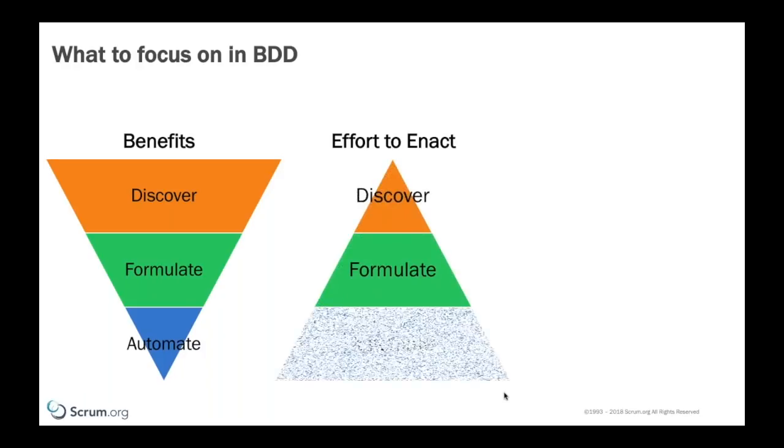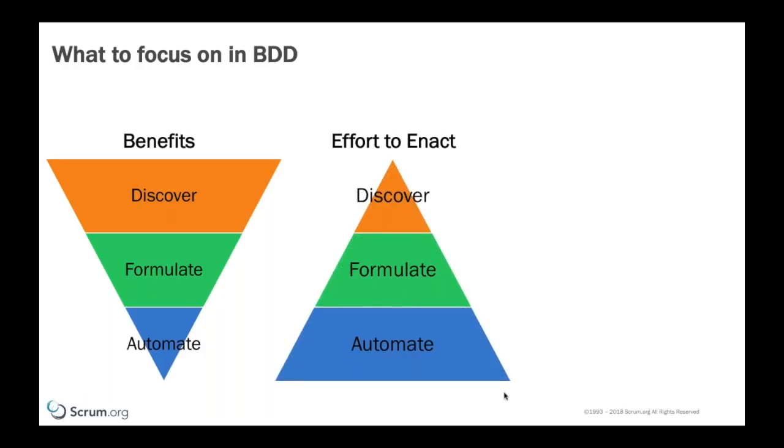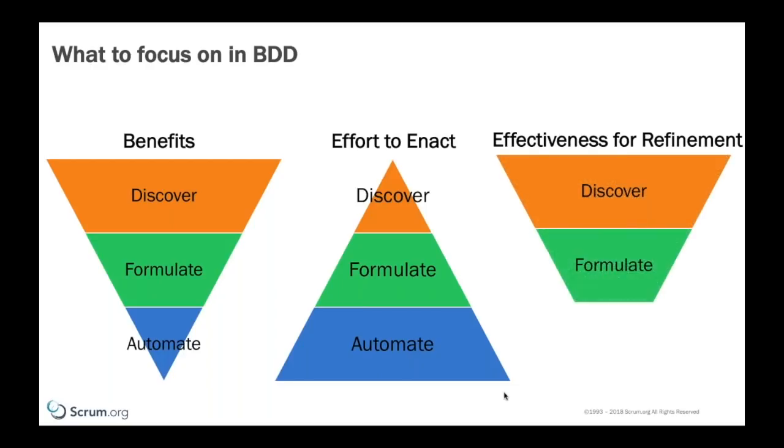So the benefits of BDD is really in having conversations and discovering better examples. That can be done at any time when you're refining the product backlog, when you're coding from the sprint backlog. It can be done at any time. It's harder to enact the automated part because you have to write a lot of code behind it. But if you can use these collaboration techniques to discover more about requirements, you're going to get more chocolatey goodness out of this.